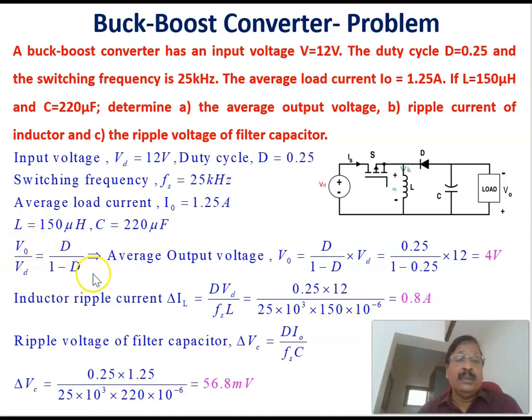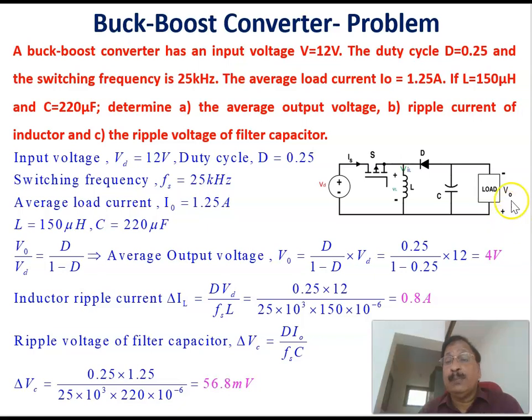Therefore, the equation V0 by Vd equal to D by 1 minus D. The average output voltage divided by input voltage equal to D by 1 minus D, where the duty cycle is given as 0.25. Substituting that, we can get V0 equal to D by 1 minus D into the input voltage, or 0.25 divided by 1 minus 0.25 into 12, or 4 volt.